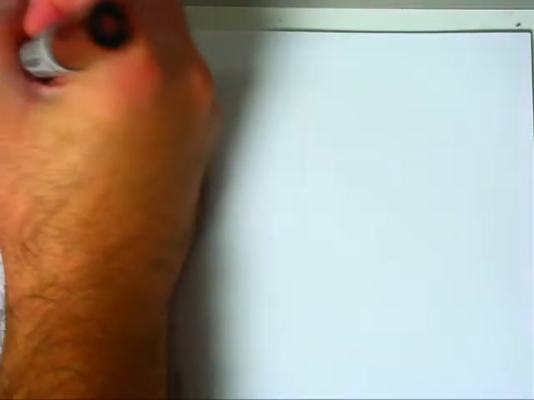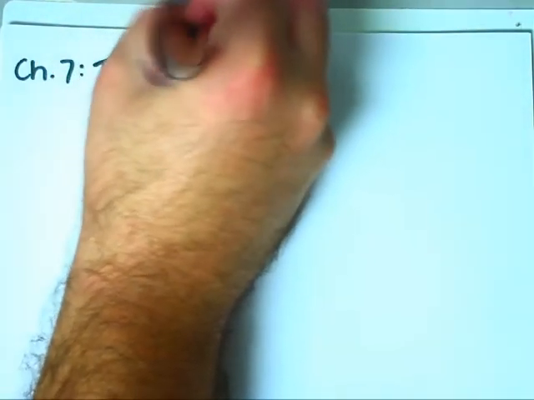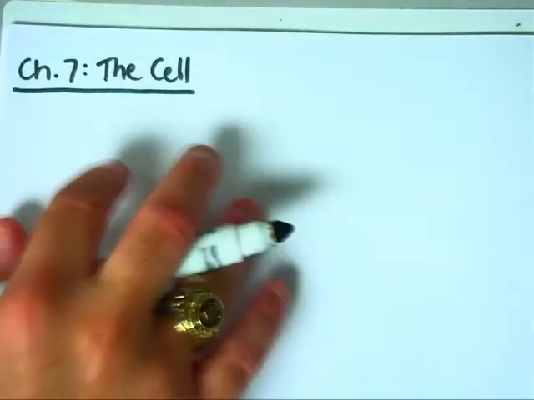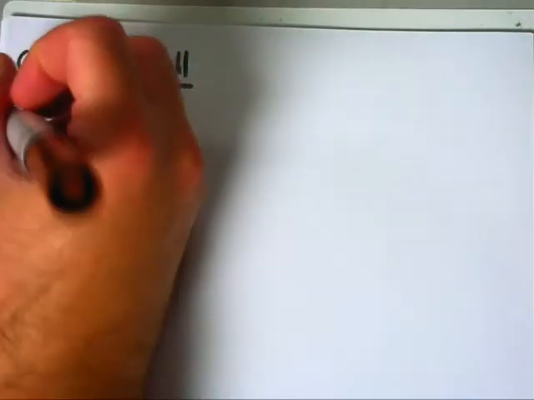A lot of the different functions of all these little pieces that are inside the cell. And the first thing I want to do is talk about the role of the nucleus. So we're still in chapter 7, which is all about the cell. And what I want to start today off with is a discussion of the nucleus.